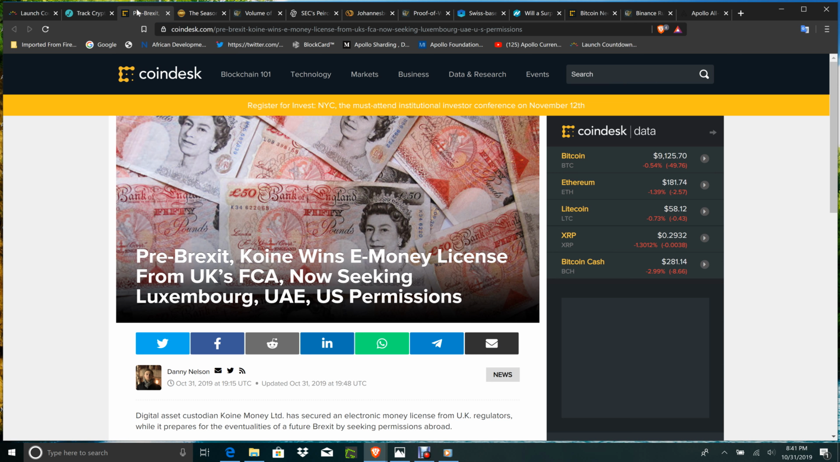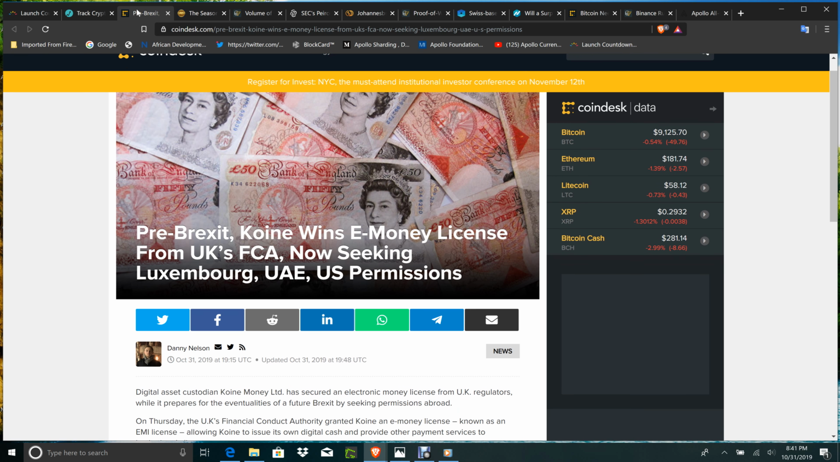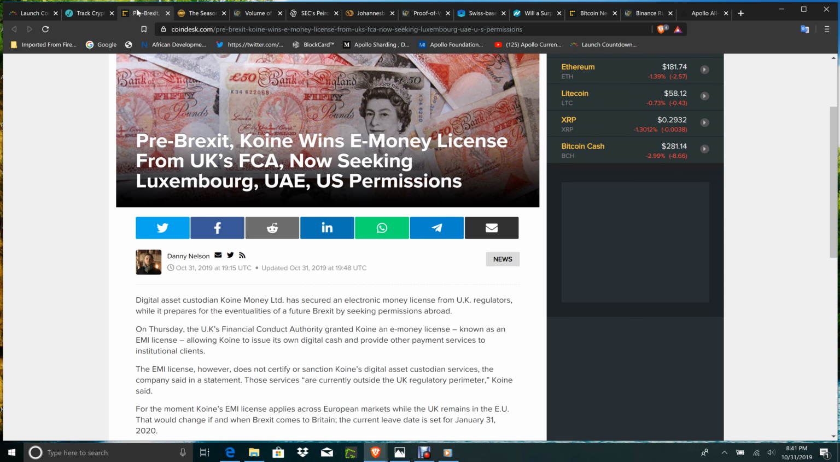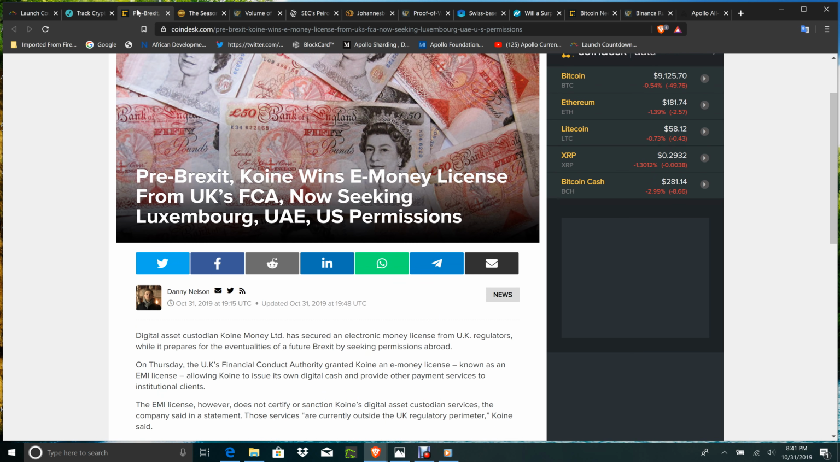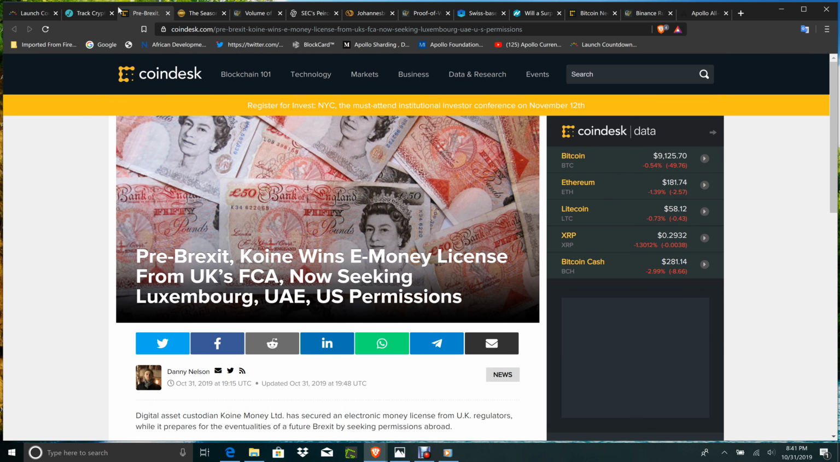Pre-Brexit, Coin Money wins e-money license from UK's FCA, now seeking Luxembourg, UAE, US permissions. Digital asset custodian Coin Money LTD has secured an electronic money license from UK regulators while it prepares for the future Brexit. Hey, Brexit. On Thursday, they've gone through, you can see they're trying to get everything all set. And it's going to happen because they're doing the right things, doing it ahead of time. So that will be something to watch.